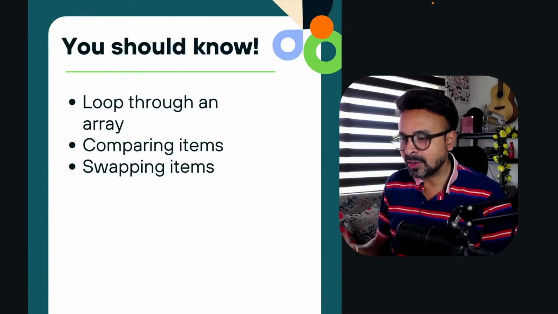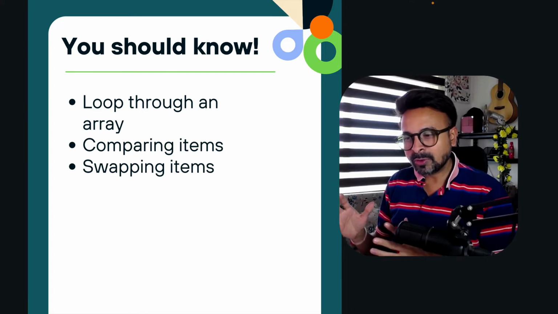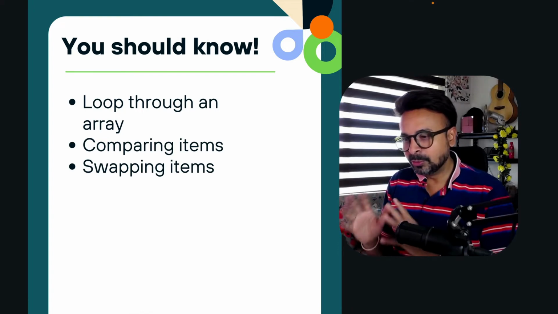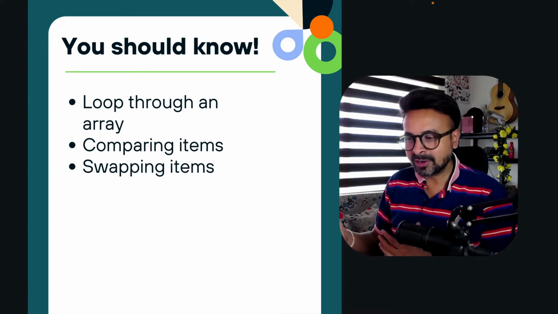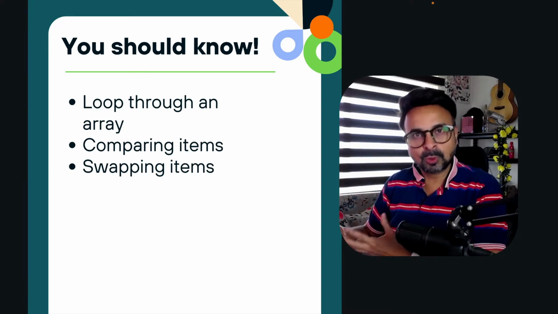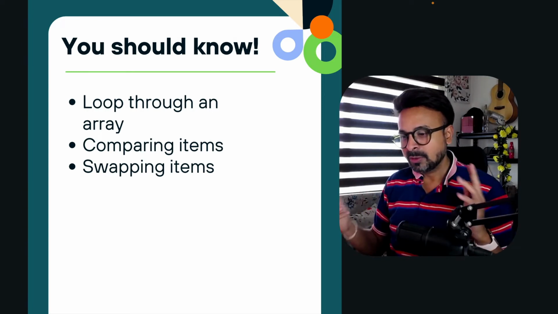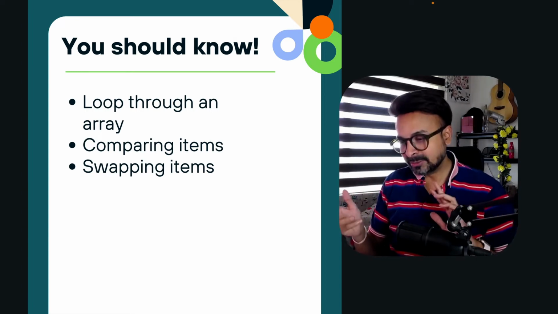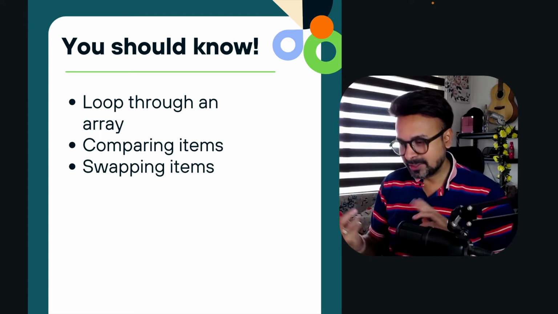So let's move on. The prerequisite, or what you should know if you want to write a selection sort: I assume you know this because these are really basics of programming. You should know how to loop through an array, how to compare two items with each other, and how to swap items or elements.